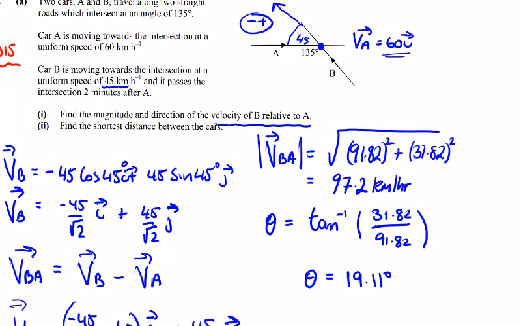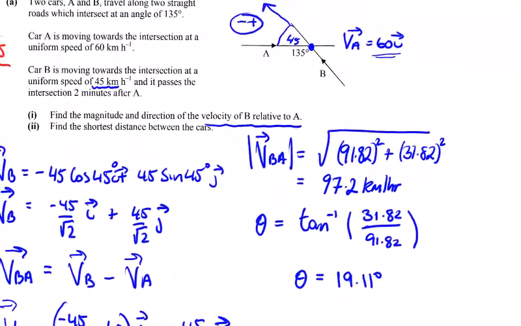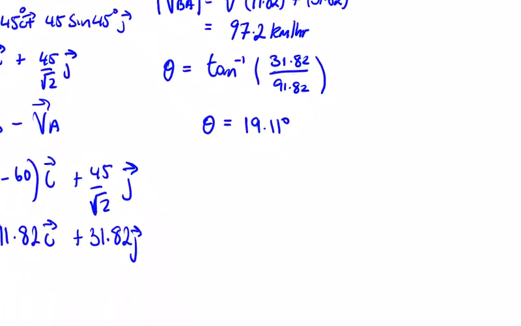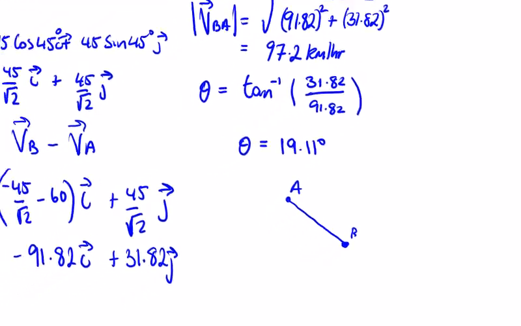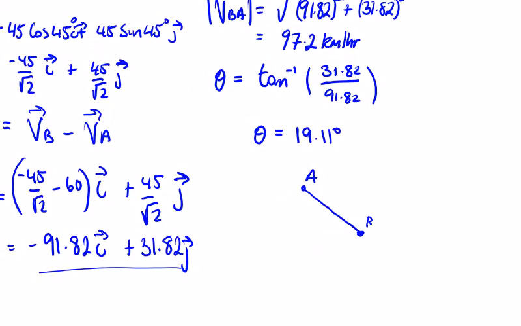We can see that A and B, so we could draw, when A is here, B is here. We can say the velocity was negative, positive, so negative, positive, up in this direction here. So that will be north of west, north of west.